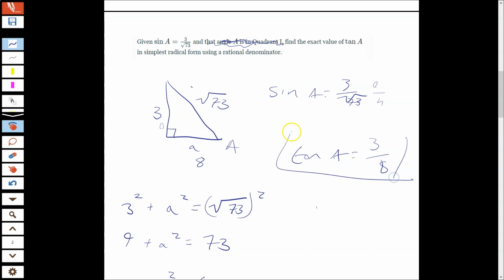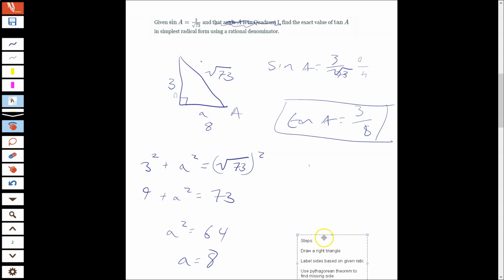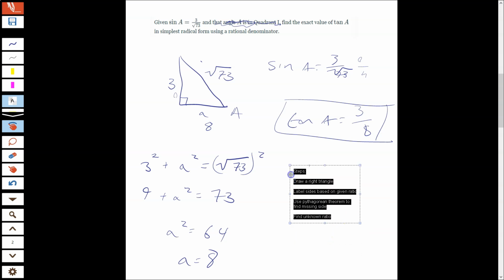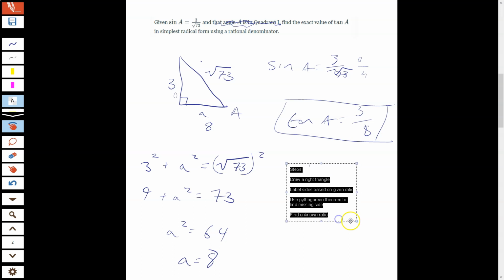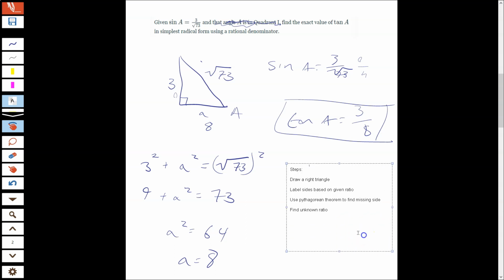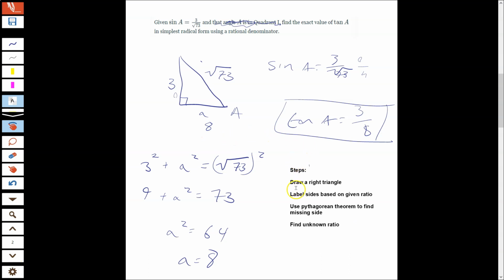Okay. So this is all about logic. You can follow a set of logical steps and you can figure these out every time. Okay, so make sure you capture at least one of these examples in your notes before you move on, and then I've written out the steps for you here. So your steps are draw my right triangle, label the sides based on the given ratio. So I turn sine of A into side lengths, root 73 and 3. Use Pythagorean theorem to find the missing sides. So that's how I got 8. And then I use that to find the unknown ratio. So if I want tangent of A, it's going to be opposite over adjacent.